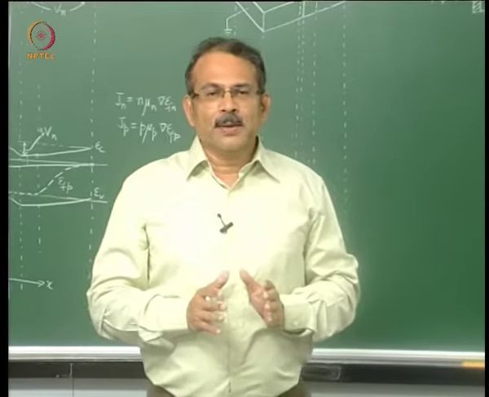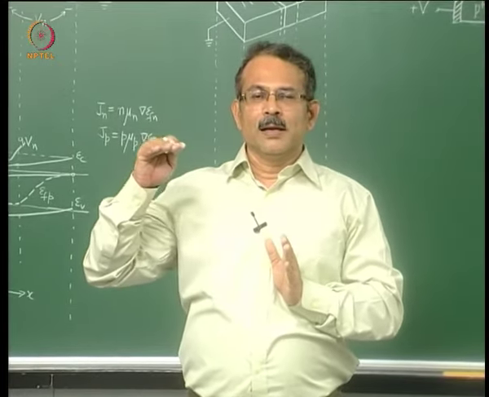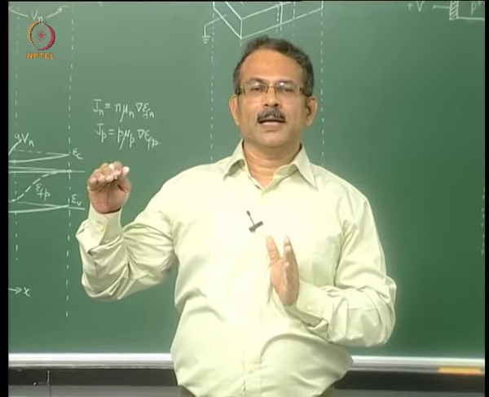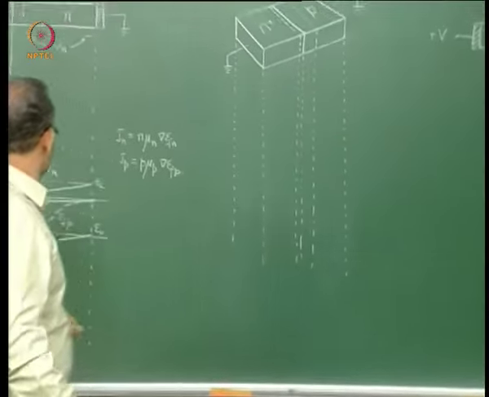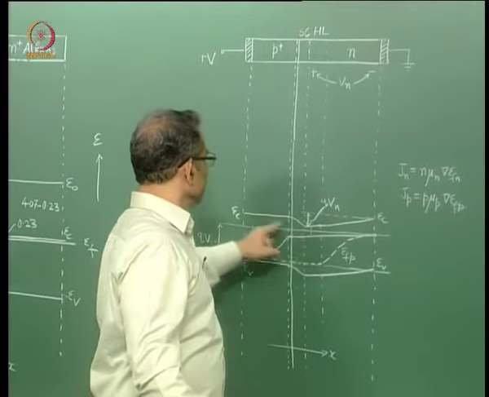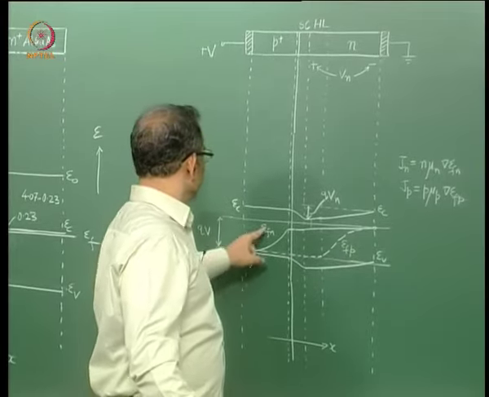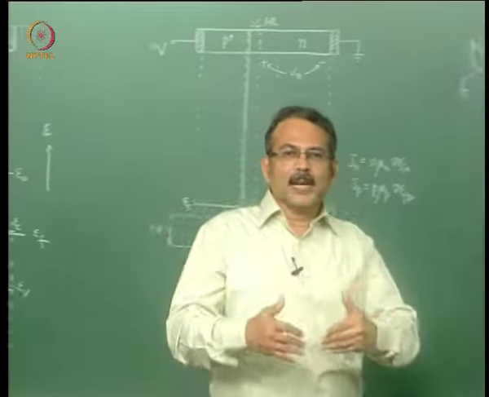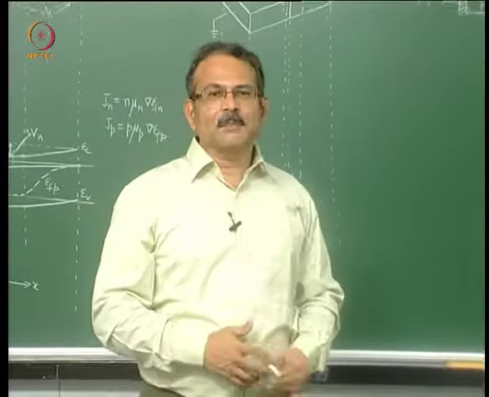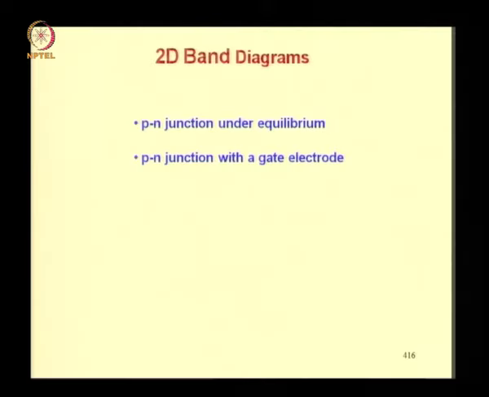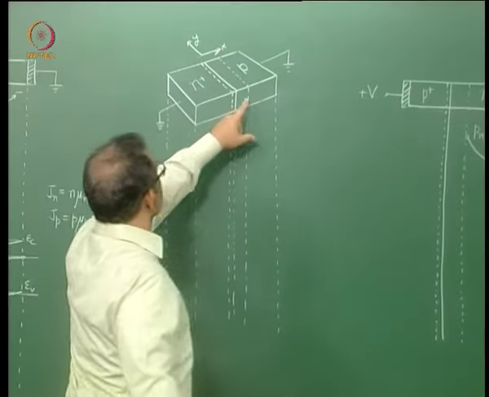In a 2-dimensional band diagram, every level of the 1-dimensional band diagram will become a surface. In a 1-dimensional band diagram, every level is a line. So here you can see EC is a line, EV is a line, EFN and EFP are also lines. These will become surfaces in a 2-dimensional band diagram. So by way of example, let us illustrate 2-dimensional band diagrams of a PN junction under equilibrium and a PN junction with a gate electrode. So this is our PN junction.